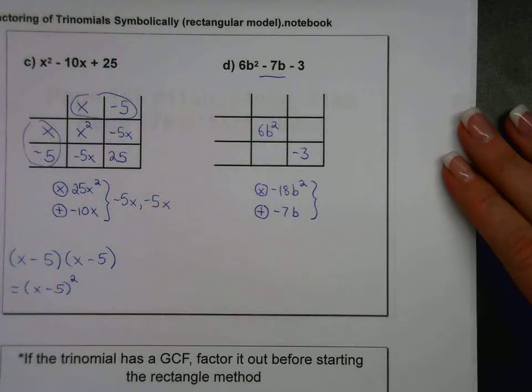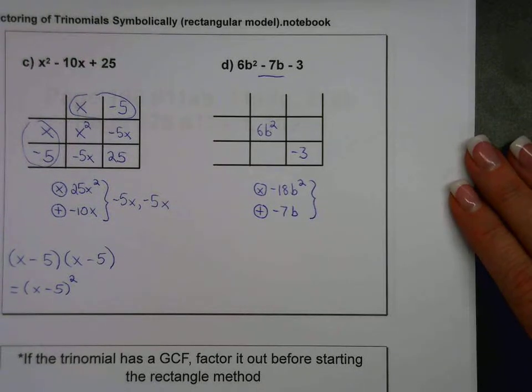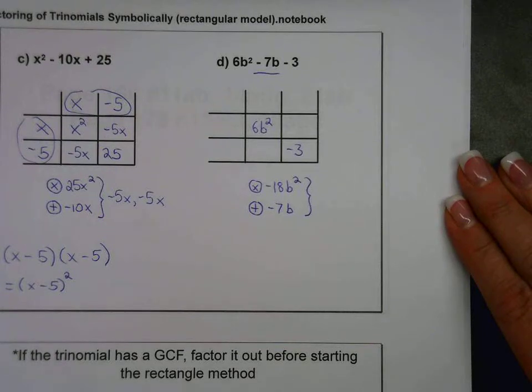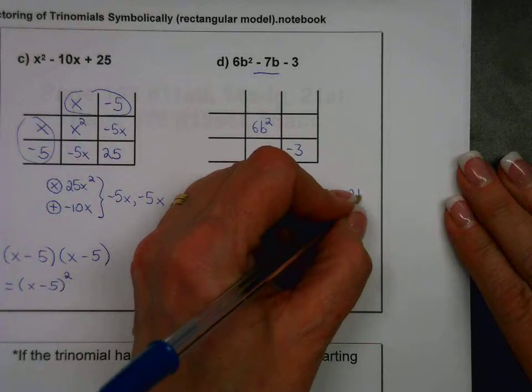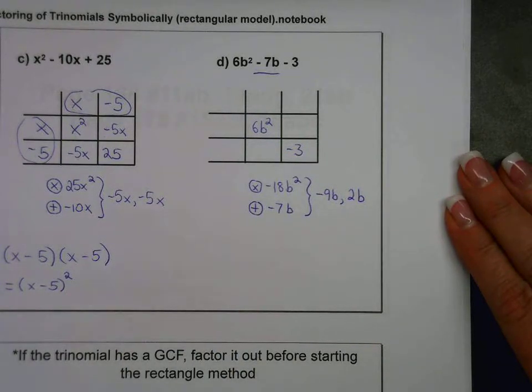Because your numbers that you select have to multiply to a negative number, you know that one of them has to be negative and one of them has to be positive. In order to get two numbers that multiply to a negative 18b squared, and add to a negative 7b, the only option is if you have a negative 9b and a positive 2b. Those are the only numbers that satisfy both conditions.